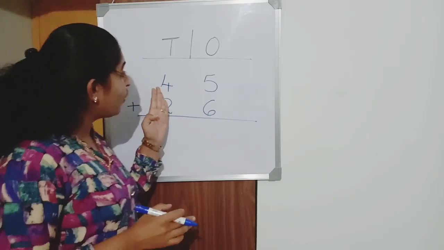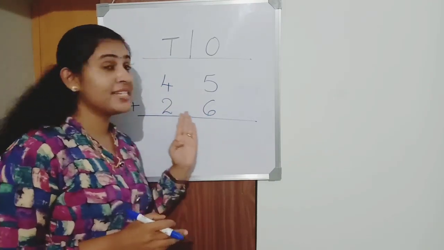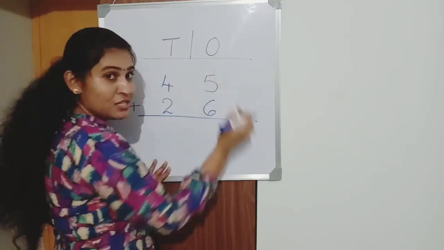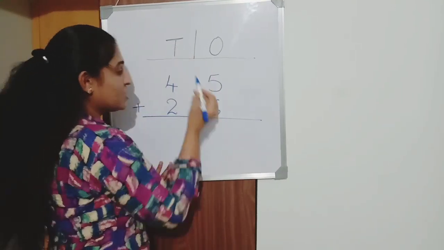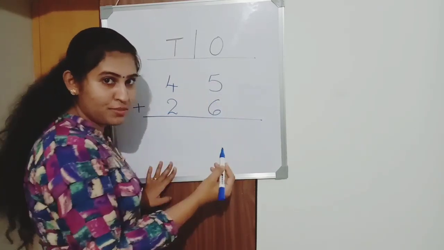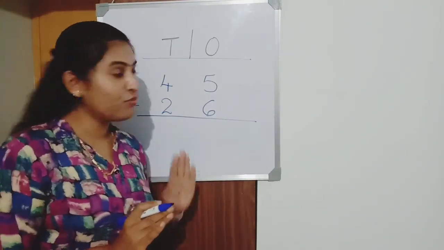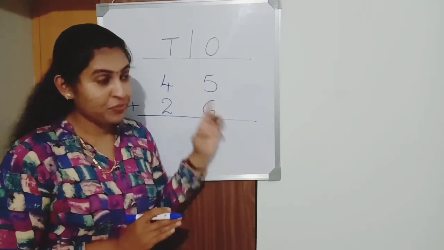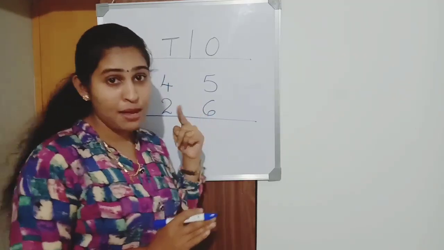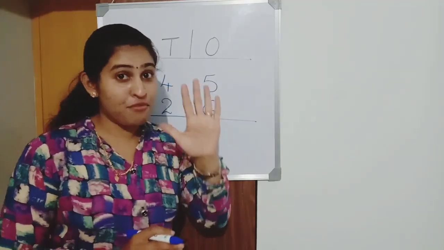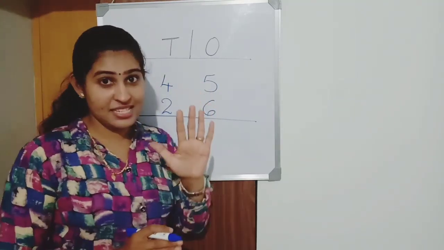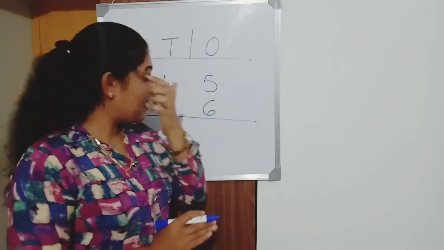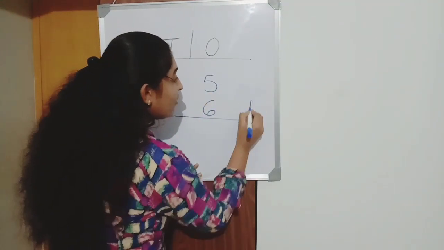We have 45 plus 26. 4 in the tens place and 5 in the ones place. And this number 2 in the tens place and 6 in the ones place. Always start adding from the ones place. So 5 plus 6. 6 in your mind because 6 is the biggest number. 6 in your mind and 5 on your fingers. After 6, 7, 8, 9, 10 and 11. So we have 11 here.